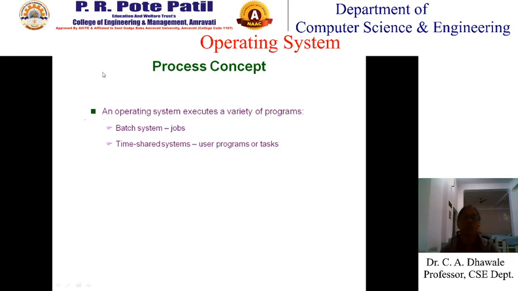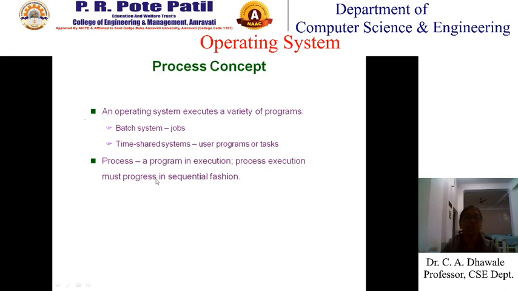So the complete time of the system is shared among the multiple programs or the jobs. Time shared system. Okay. So a variety of programs are there, as I told you. Now what is the process? Process means a program in execution. The program which is currently executing.